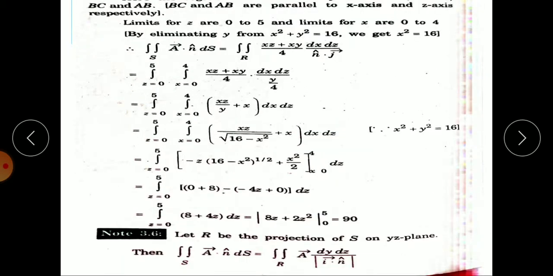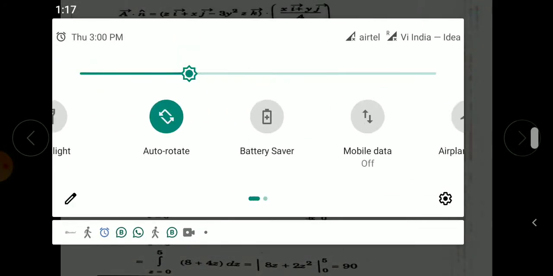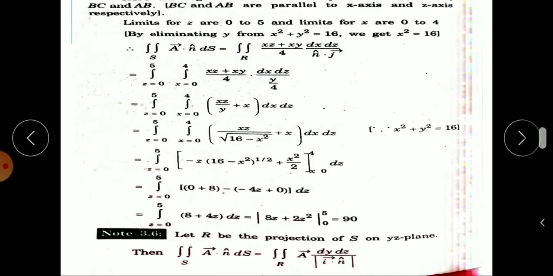Okay. Now one more thing we have added here, that R be the projection of S on the YZ plane. So what will happen if R is the projection on the YZ plane? YZ plane means obviously it will be the i vector. In this question they have given the first octant, and the z value is given, so we can find it easily as an xz plane. But in some other questions, if they ask differently, what will happen? That only I have given as an extra note.